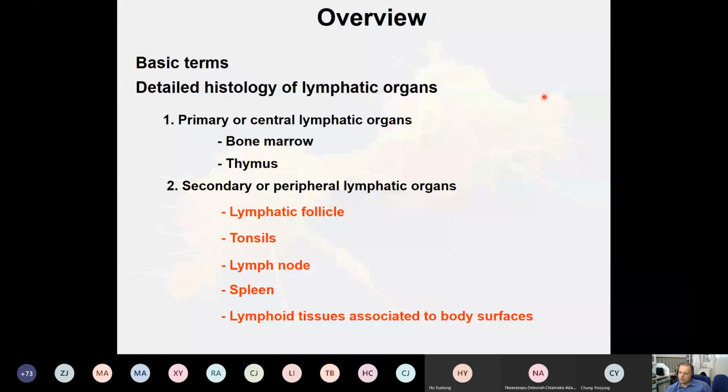Okay, this is what I wanted to briefly point out when I have to talk about the lymph node. And we turn now to the spleen.